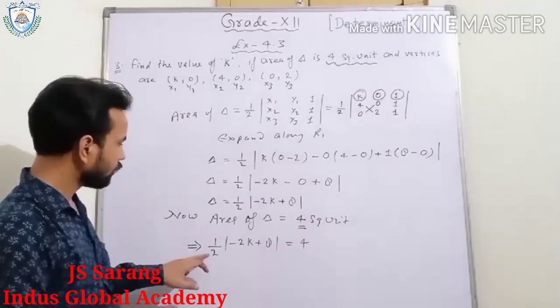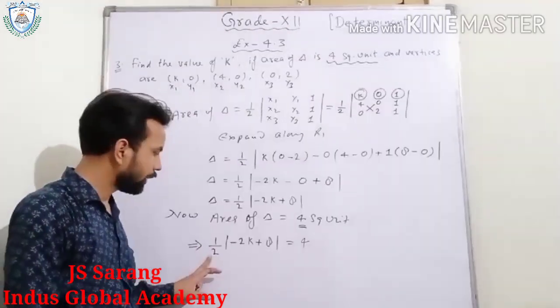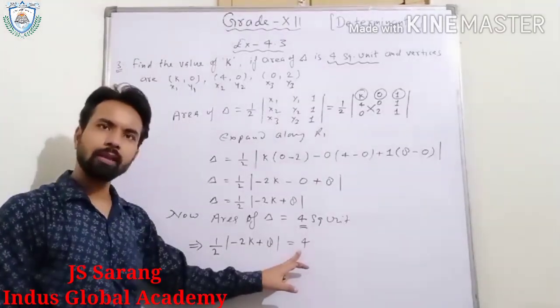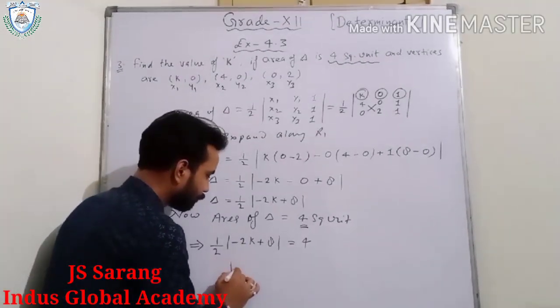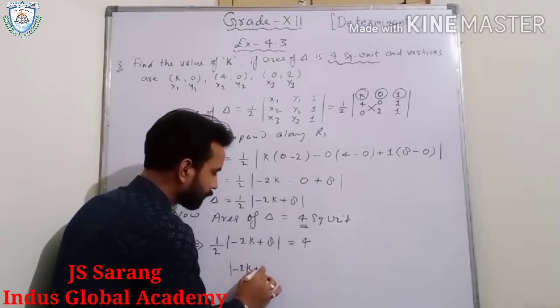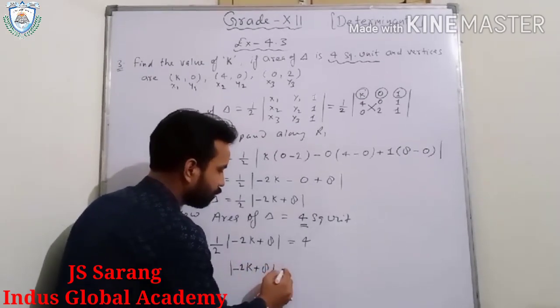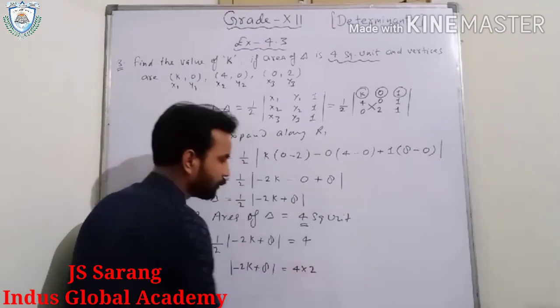Clear? Now this 2 is in the denominator. So it will shift to the right hand side. So it will move in multiplication with 4. So what is left in the left hand side? Mod of minus 2k plus 8 equals 4 into 2.